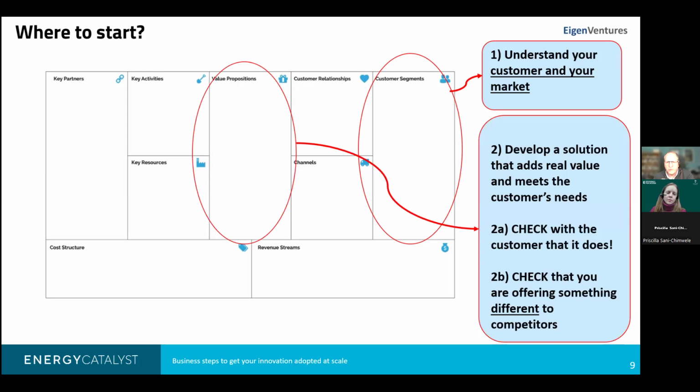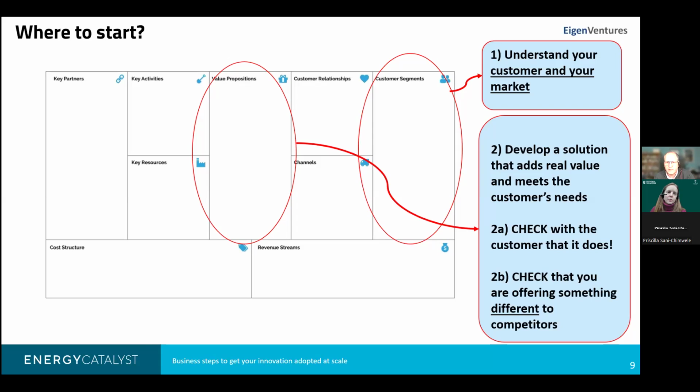Only then do you start developing a solution, and that solution has to add real value and meet the customer needs. You see here what's called value propositions. This is the core of a business model canvas. It's the core of a good business model and a good business plan. It's that definition of how your solution adds real value and meets those customer needs. But then once you've got that concept, check and check and check again with the customer that it actually meets their needs and creates value for them.